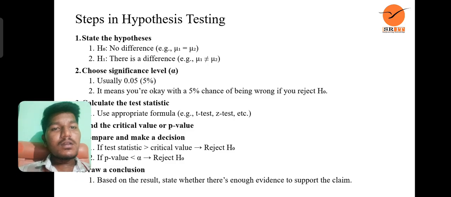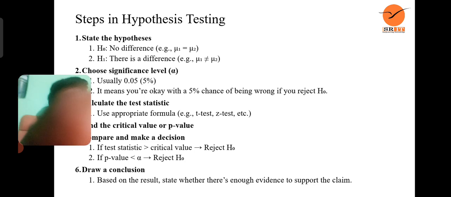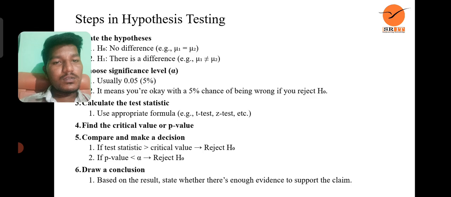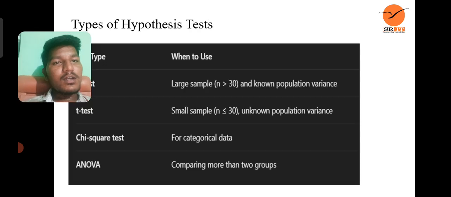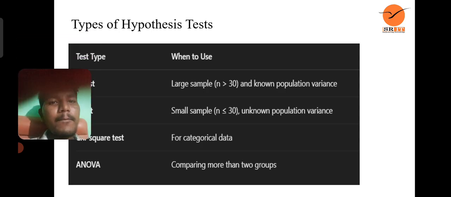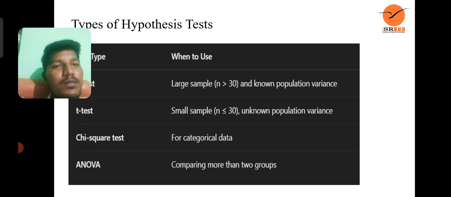Find the critical value or P value. Compare and make a decision. If the test statistic is greater than or equal to the critical value, reject H0. If the P value is less than alpha, reject H0. Draw a conclusion. Based on the result, state whether there is enough evidence to support the claim. Types of hypothesis tests: Z test, T test, chi-square test, ANOVA.